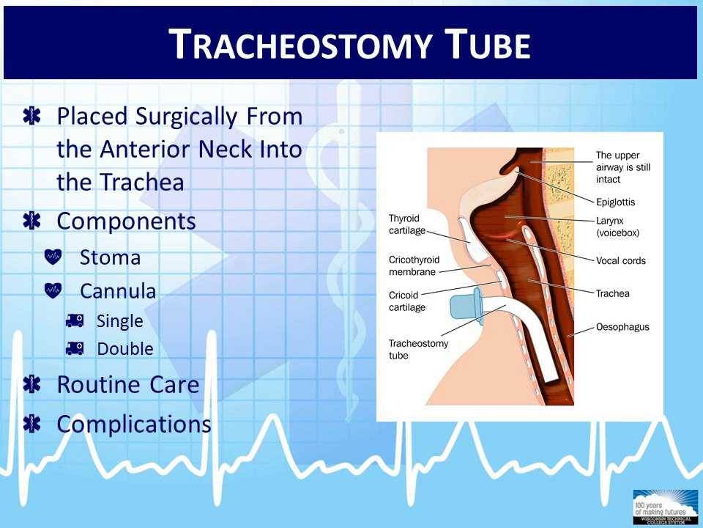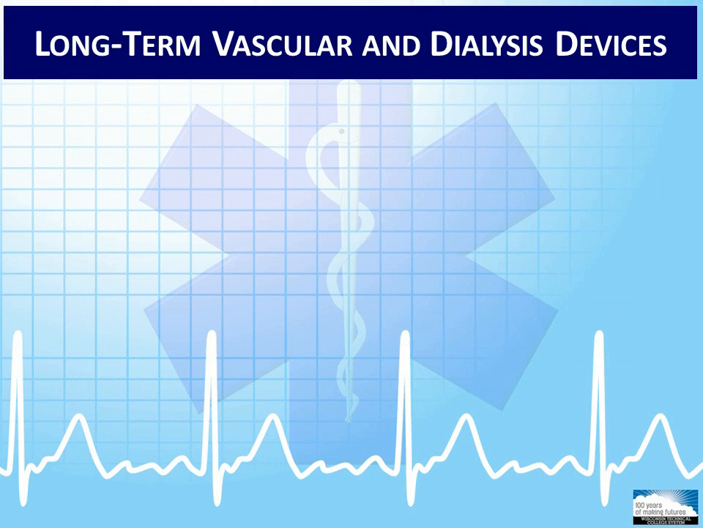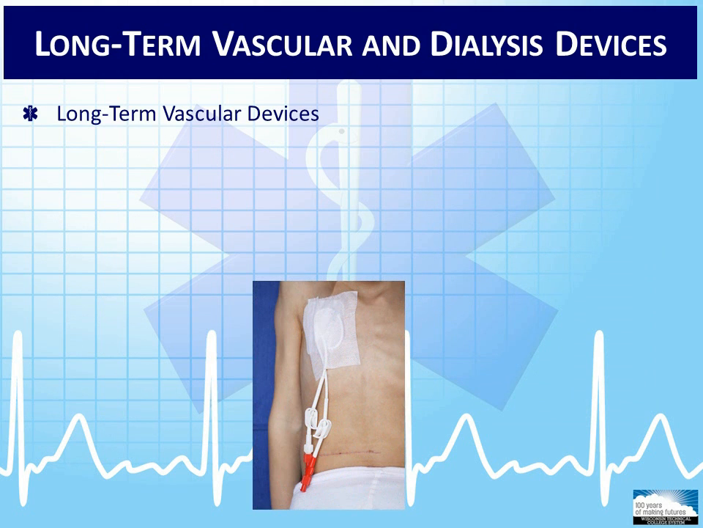At the EMT level, there is not much that can be done if problems exist with a tracheostomy tube. The Wisconsin EMT scope of practice in place at the time this presentation was created does not allow for tracheobronchial suctioning at the EMT level. If a tube becomes blocked or dislodged, a higher level ALS provider should be utilized to take additional interventions. There are a number of patients EMS providers may encounter that have long-term vascular access devices.